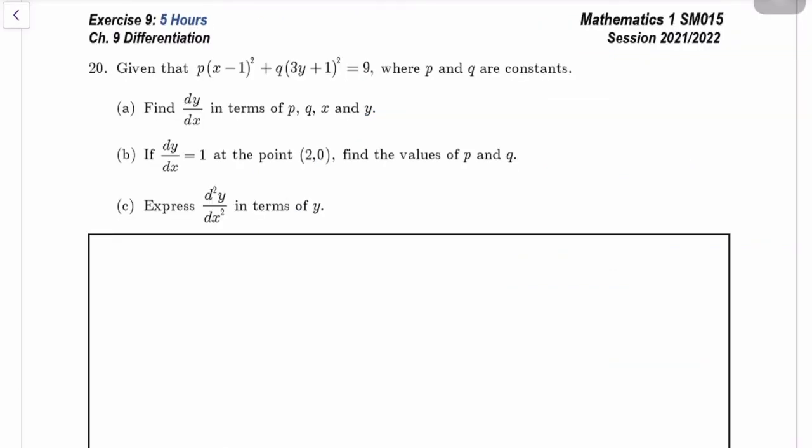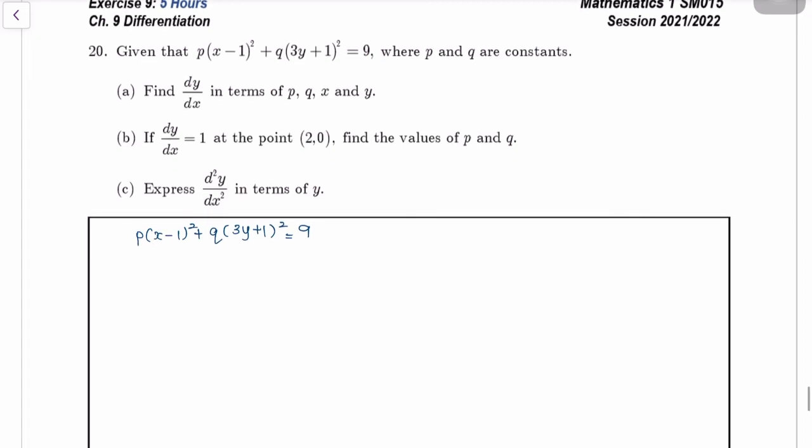Okay, moving to question 20, given that p(x minus 1) square plus q(3y plus 1) square equals to 9, where P and Q are constant. Find dy over dx in terms of P, Q, x and y. So, kalau tengok dekat sini, ada involve implicit differentiation because we don't have y as subject. So, kita akan differentiate dan remember P and Q adalah constant. So, treat dia as numbers. Maksudnya, tak adalah perlu kita nak buat product rule ke apa benda dekat sini. Because P and Q are constant.